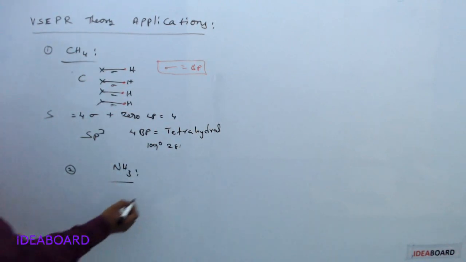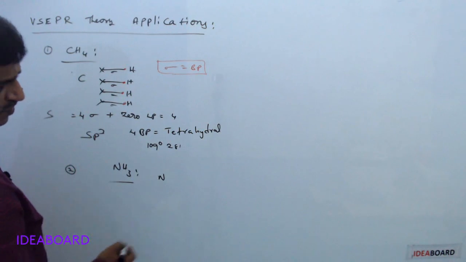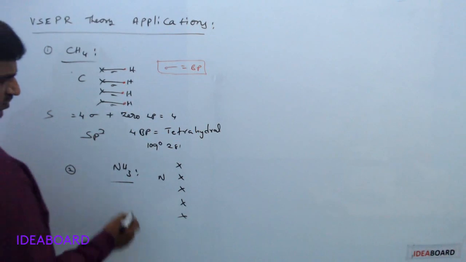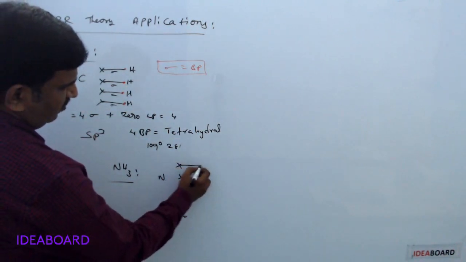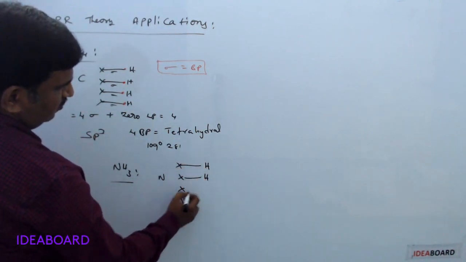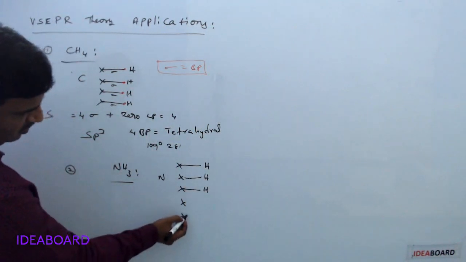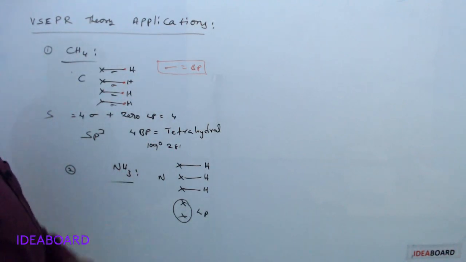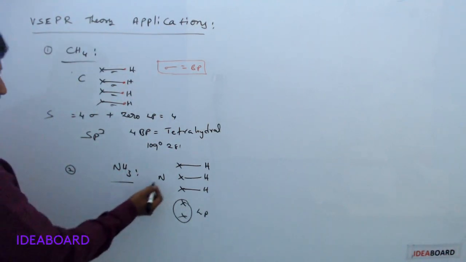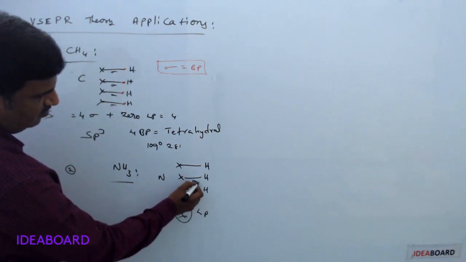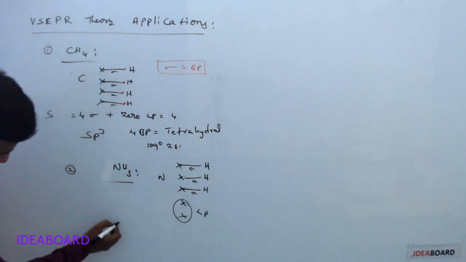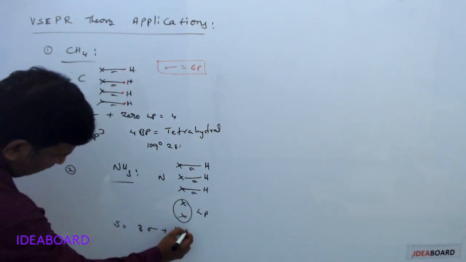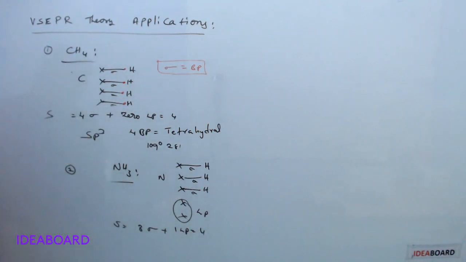In the NH3 molecule, nitrogen is a fifth group element, so 1, 2, 3, 4, 5 electrons, and each hydrogen gives 1 electron for bonding. So 1, 2 and 3, and the remaining 2 electrons are present as a lone pair on the nitrogen atom. Here it has 3 sigma bonds plus 1 lone pair, so the steric number is again 4.